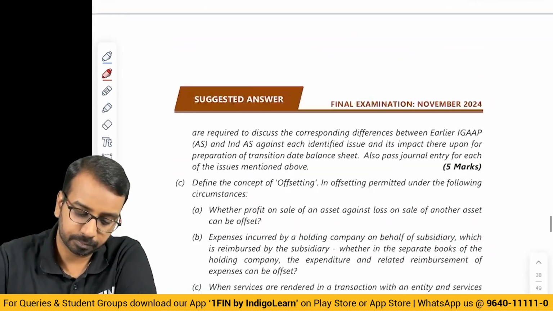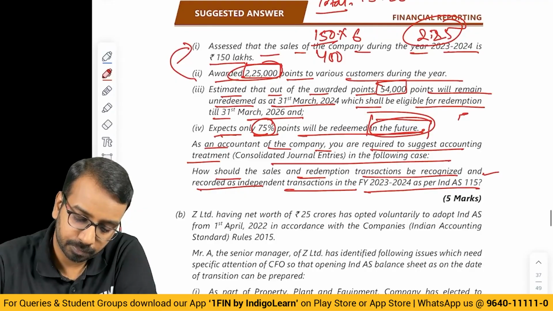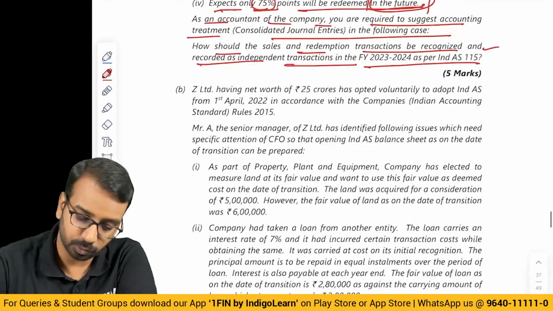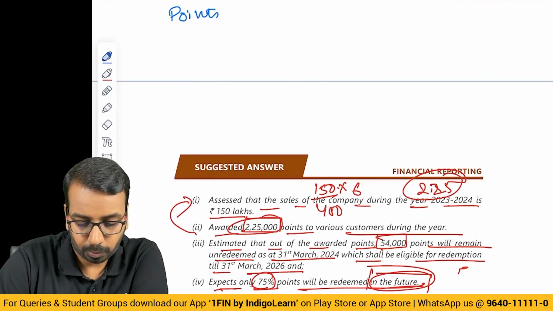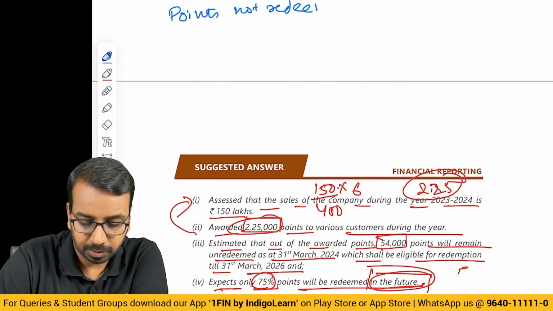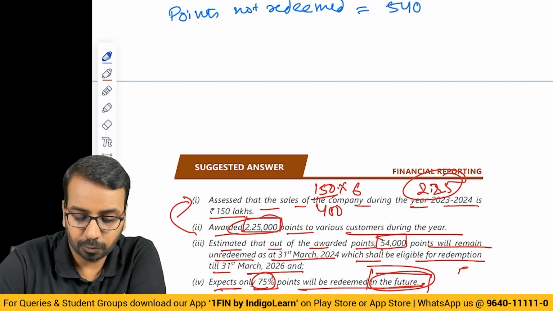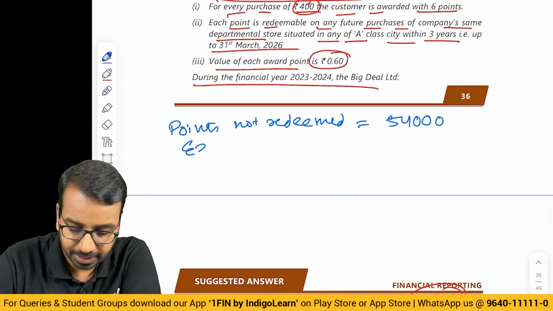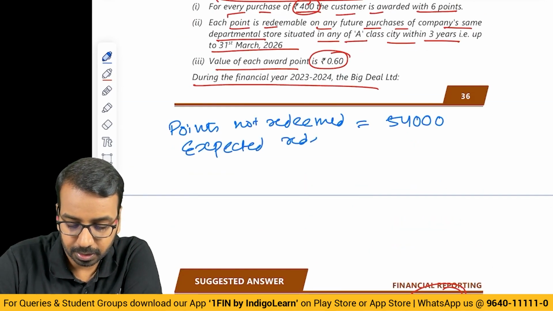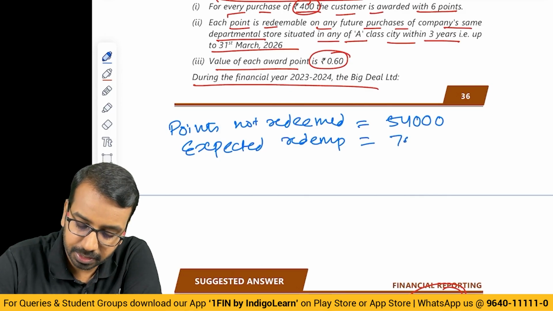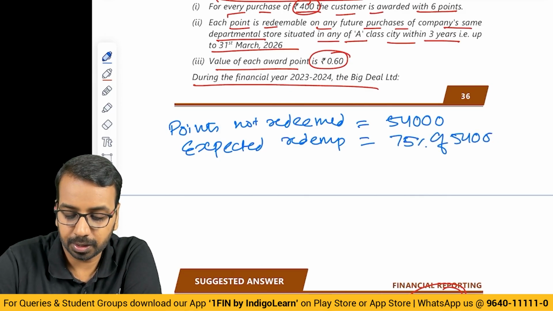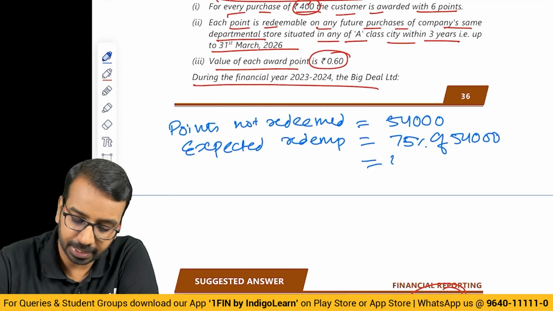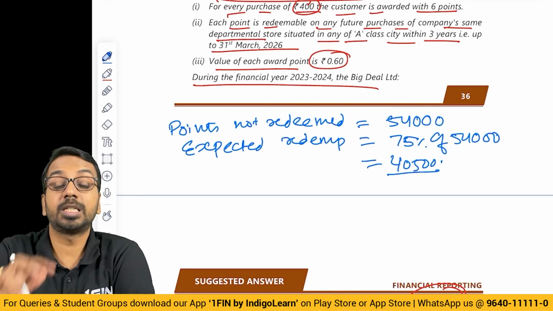Then, how many points will remain unredeemed? 54,000 points are unredeemed. So points not redeemed is 54,000. In the future they are expecting only 75% redemption. Expected redemption is equal to 75% of 54,000. So 54,000 into 75%, I get 40,500. This much will be redeemed in the future.